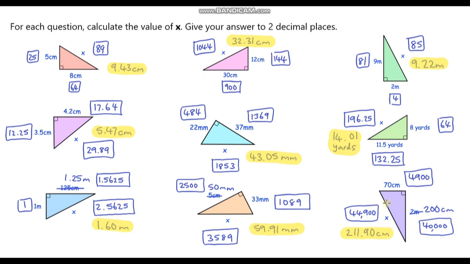So how did you get on with those 9 questions? If you did forget to convert your units on these last 3 questions, just remember to pay attention to that, because you can only apply Pythagoras' theorem if you have consistent units. Now in this video, we've only looked at calculating the hypotenuse of a right angled triangle. So in the next video, we're going to look at how to calculate the shorter lengths of a right angled triangle if we've been given the hypotenuse.